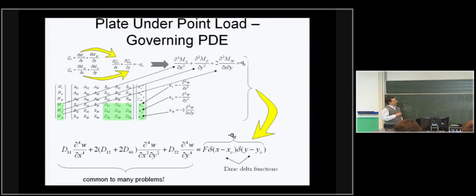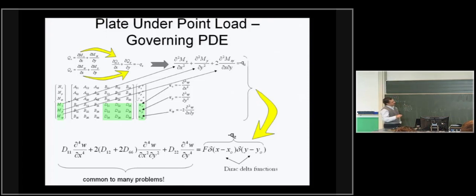If I take my QX and QY definitions, or from the equilibrium equations, which are in terms of the moments, I can substitute in this to arrive at this equation here. Now, in the slides posted, this says 0. It's obviously a mistake. It should say minus QZ. It's the right-hand side of this equation here.